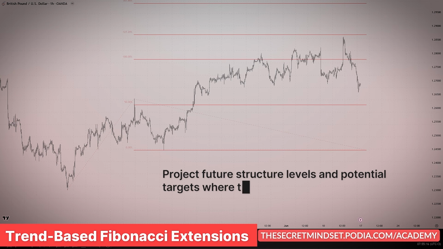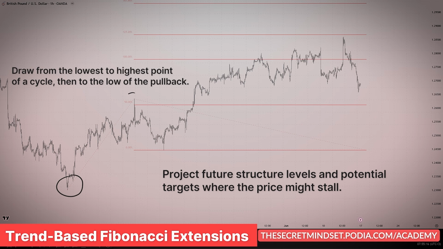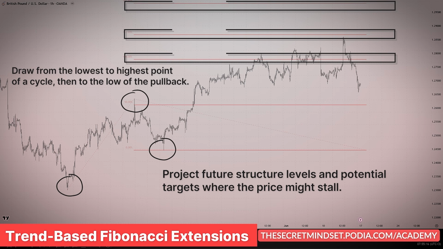One of my favorite tools is using trend-based Fibonacci extensions to project future structure levels. You draw it from the lowest to highest point of a cycle, then to the low of the pullback in between. This gives you clear targets for where the price might stall out if the trend continues as expected.